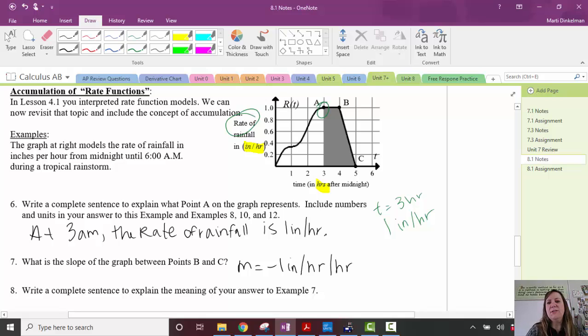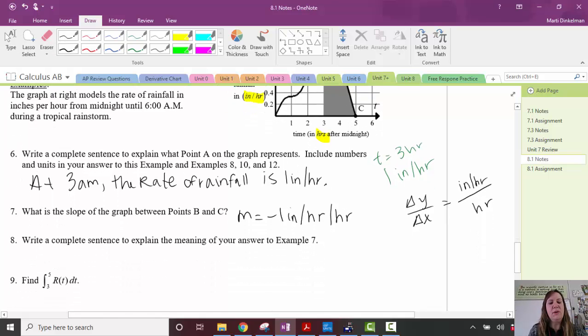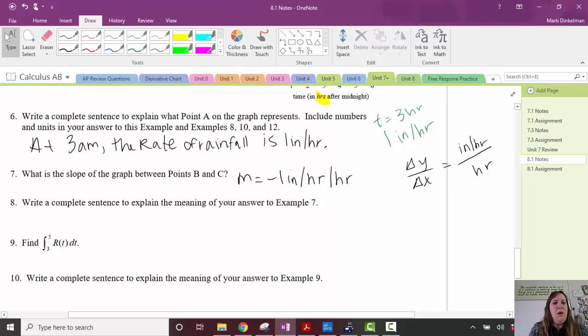Okay, the y over the x. So again, the change in y over the change in x is our slope. And just remember the units for the y are inches per hour, and the units for the x are hours. So that's why we get to do inches per hour or inches per hour squared. Okay, so write a complete sentence.